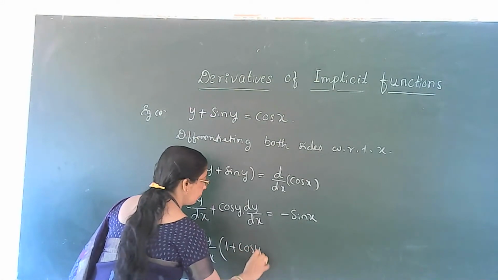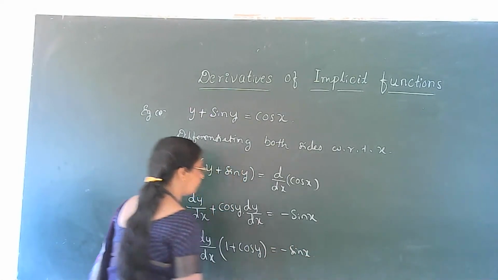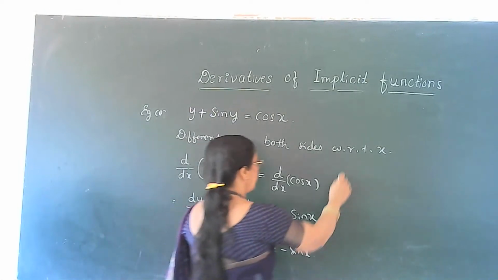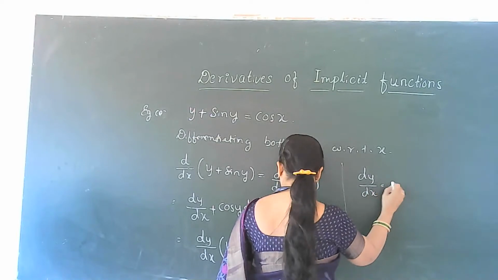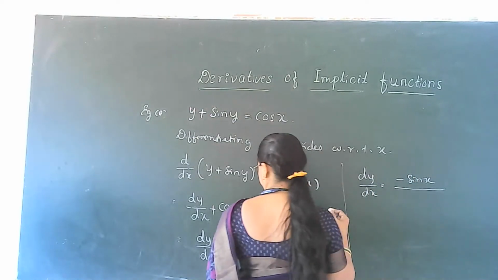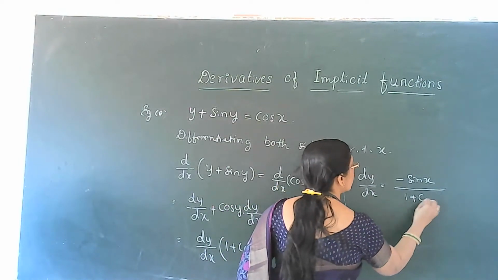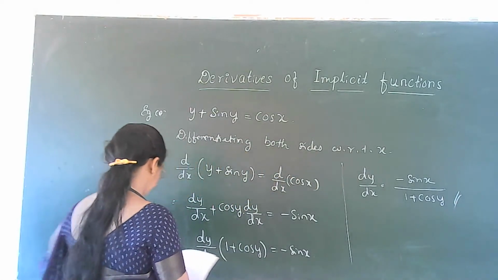Then dy by dx times 1 plus cos y is equal to minus sin x. Then dy by dx is equal to minus sin x divided by 1 plus cos y.